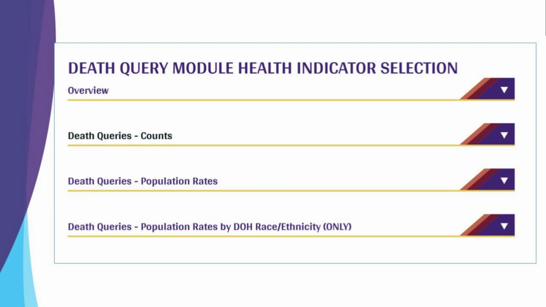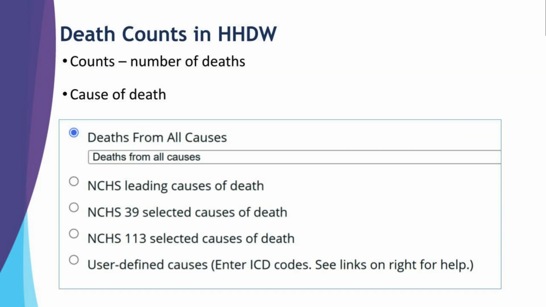As we'll see, there are 3 types of death queries available in HHDW. First, there are counts. Second, there are population rates. And third, there are population rates by Department of Health, race, and ethnicity. And we'll discuss the differences between these now. So starting with death counts, you can query counts or numbers of death by a variety of dimensions we'll review. The first thing to establish is the cause of death.